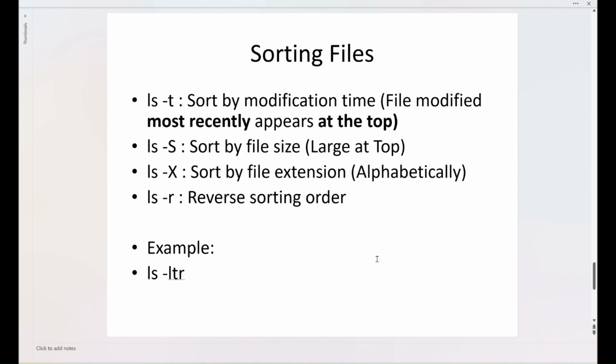Sorting of files. These options are used to sort the contents in a specific manner. There are multiple options like -t, capital S, capital X. -t means sort the content in timestamp manner. The file modified most recently appears at the top. Similarly, capital S is used to sort files by size. Large files appear at the top. Similarly, capital X sorts the files according to the extension, which are in alphabetical order.